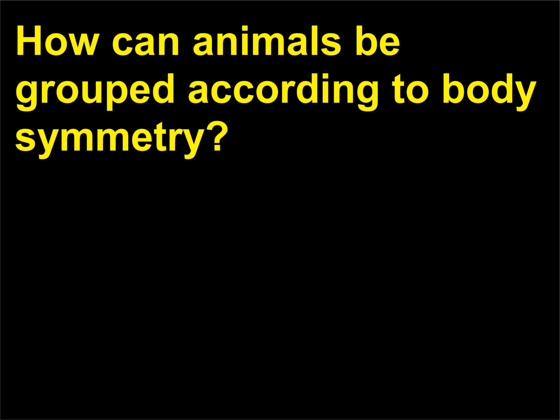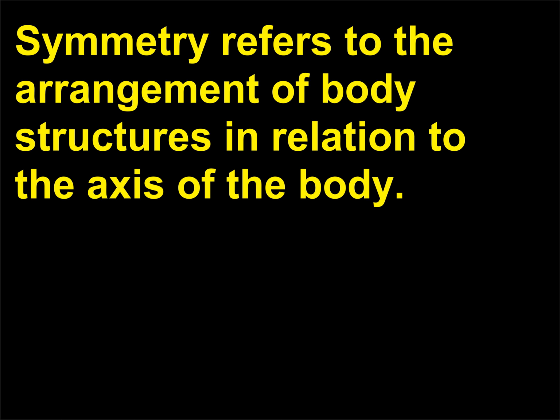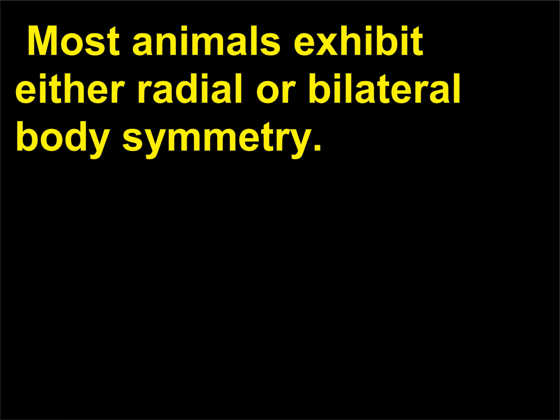How can animals be grouped according to body symmetry? Symmetry refers to the arrangement of body structures in relation to the axis of the body. Most animals exhibit either radial or bilateral body symmetry.